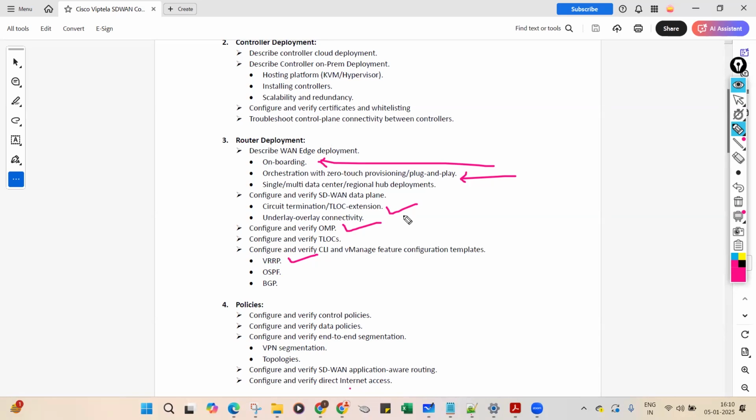Apart from that, we will also be discussing templates. Templates are yet another important aspect of the SD-WAN fabric, because for any device, be it controllers or WAN edge routers, templates are the feature we are going to use to configure these controllers and the WAN edge routers. And we will be configuring OSPF and BGP as well in our lab.